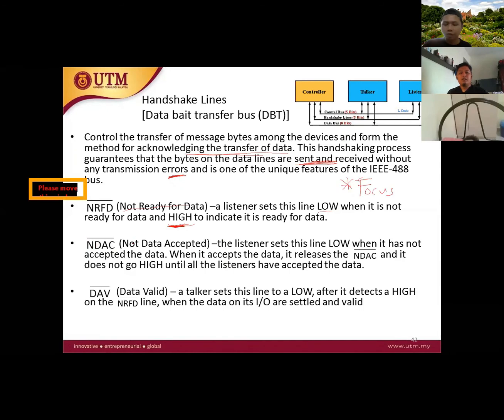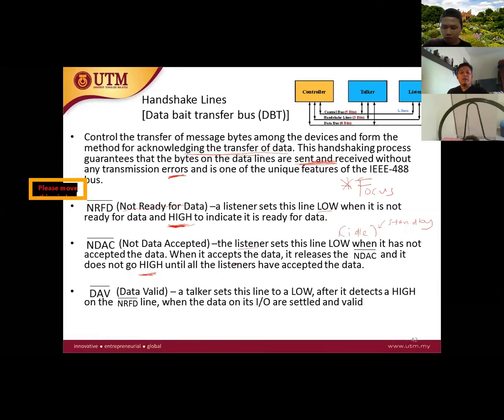NDAC bar is not data accepted. The listener sets this line low when it has not received any data. This is to acknowledge to the controller that it is idling or on standby. When it accepts data, it releases the NDAC bar, and it does not go high until all listeners have accepted the data.